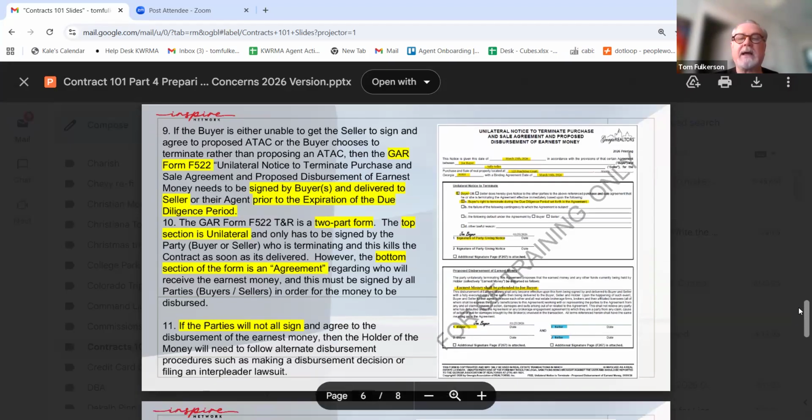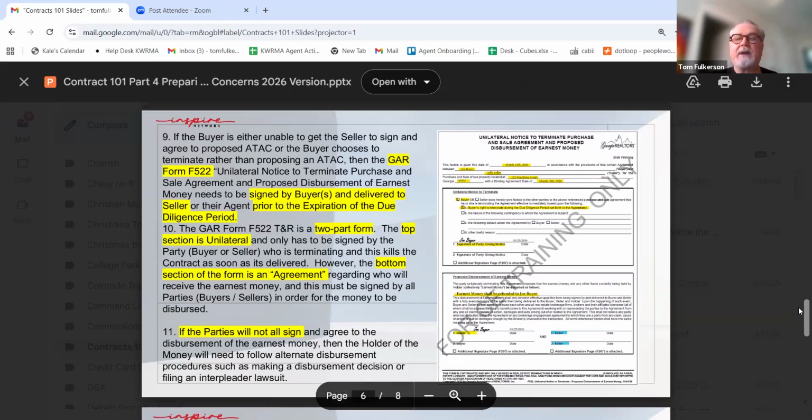I get questions all the time where they're like, well, Tom, the buyer never delivered the earnest money. I still want the seller to sign the bottom portion, because the language underneath the yellow highlighted piece on the bottom contains language that holds everybody harmless. Okay, so it's more than just earnest money. It also prevents the agents and the brokerage from any further action on anybody's part.